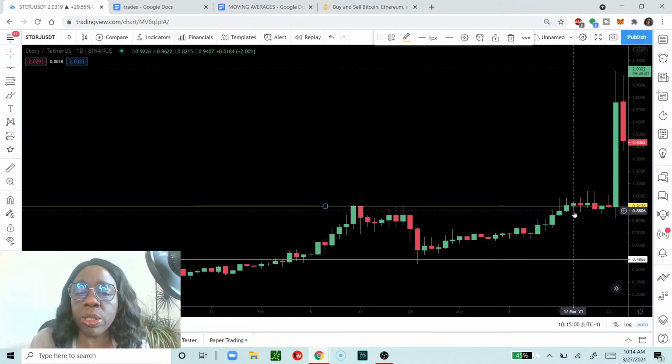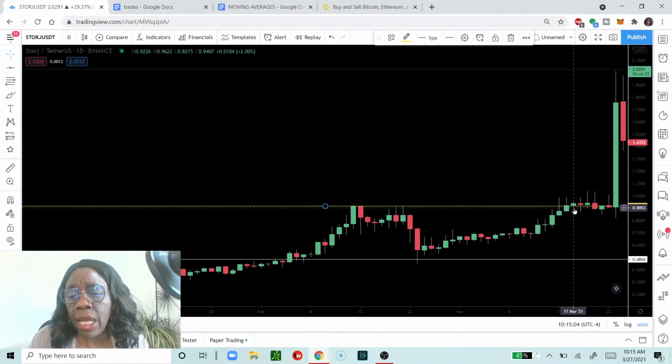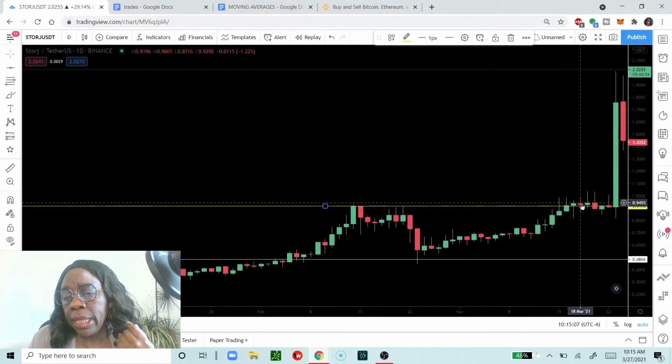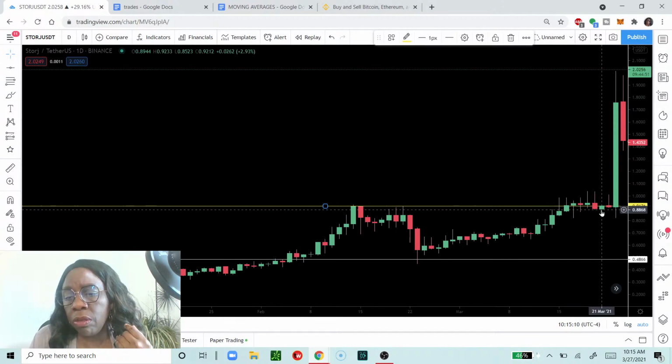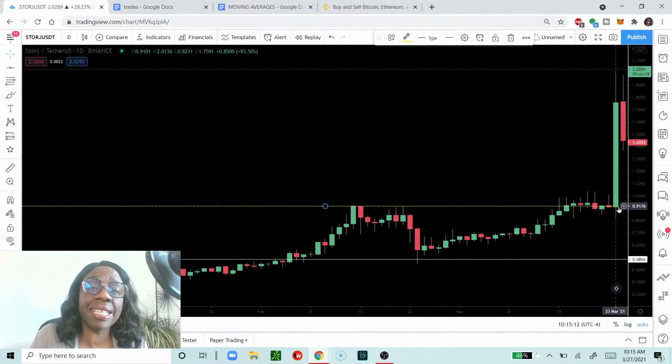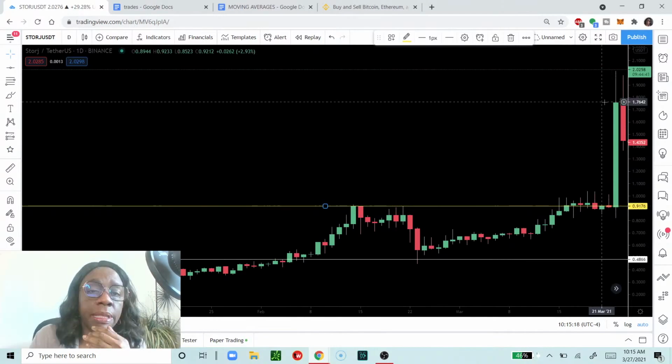The second thing you want to look at, of course, before I leave this screen, if you had picked up storage here, you would have held your coin 1, 2, 3, 4, 5. Day 6, guys, you would have been in on the action. Look at this massive move. You would have been in on the action.